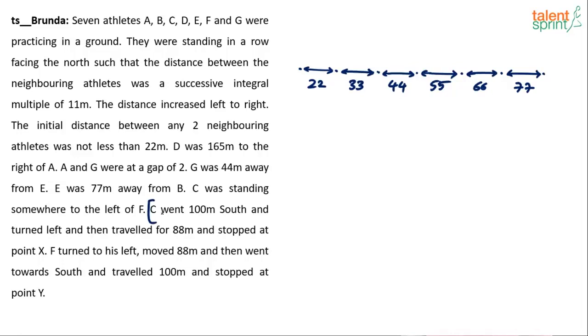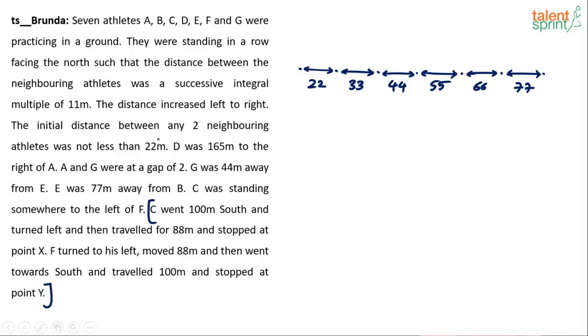From here onwards, C went 100 meters south, turned left, then traveled 88 meters and stopped at X. F turned to his left, moved 88 meters, then went south and traveled 100 meters and stopped at Y. These are to be used later on. This part of the question is actually something else. First you have to arrange them, then move C and F according to the directions given here. So don't worry about that.